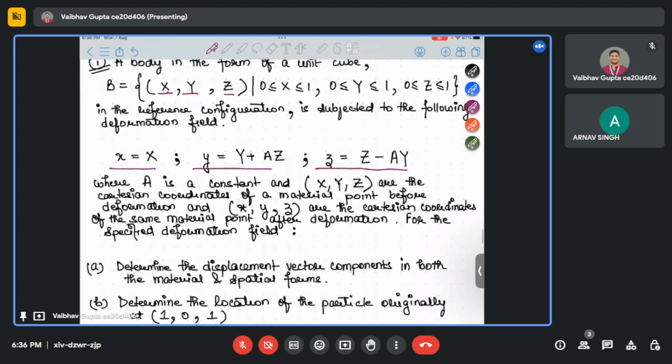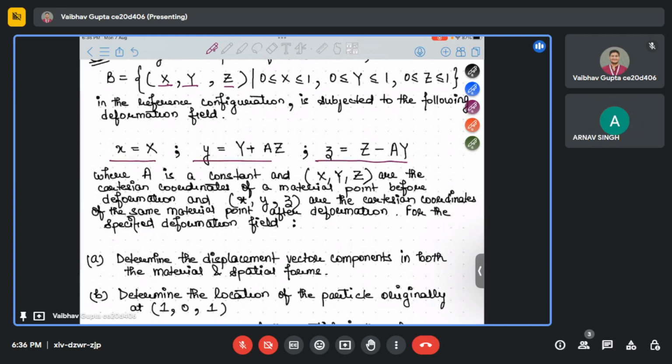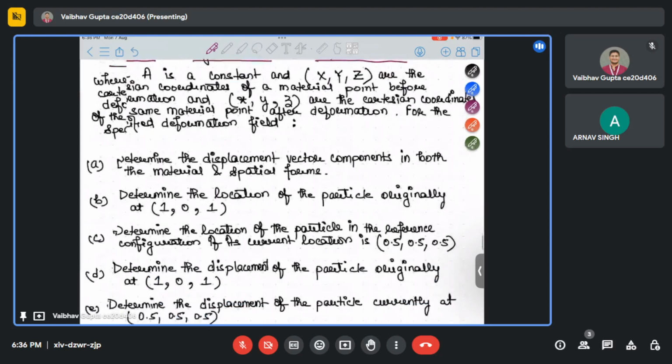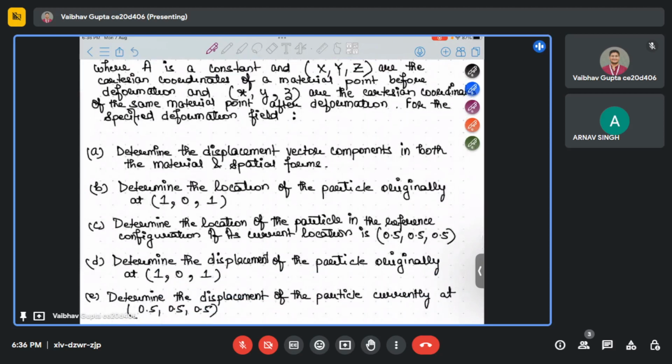The point which refers to the reference configuration is known as a material point, and the point which refers to the current configuration is known as a spatial point. Small xyz are the Cartesian coordinates of the same material point after deformation. So the first thing he asked: determine the displacement vector components in both the material and spatial forms.